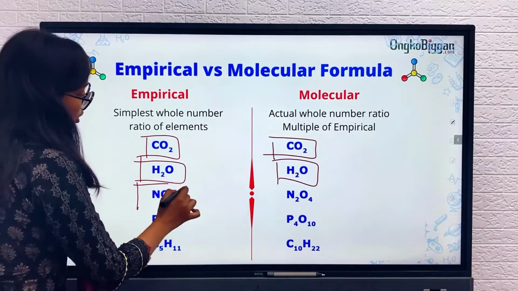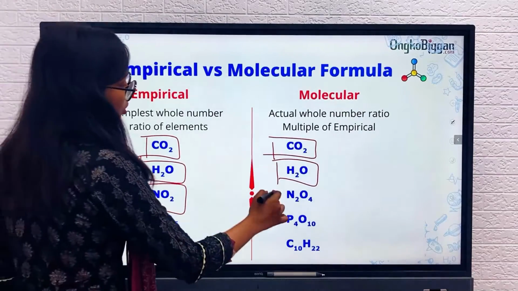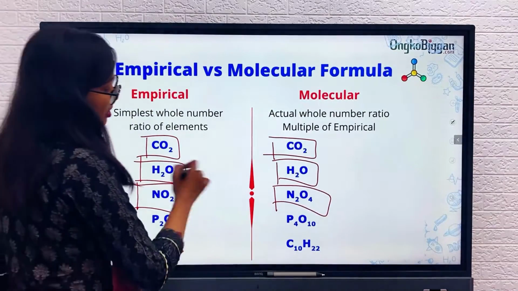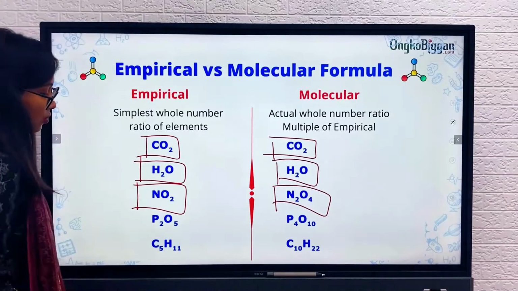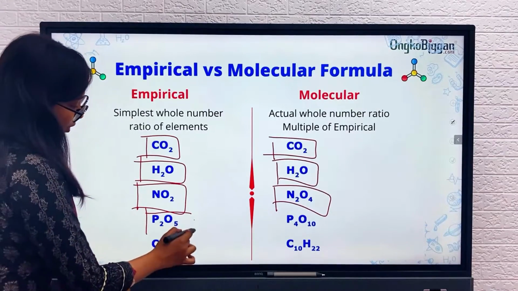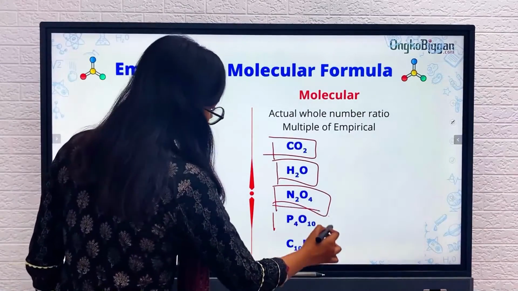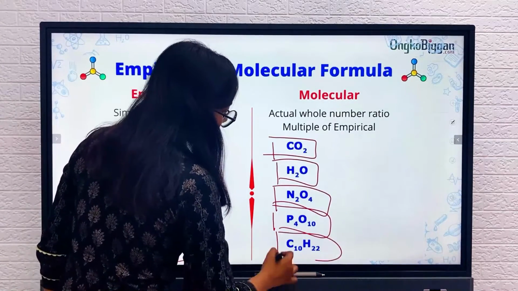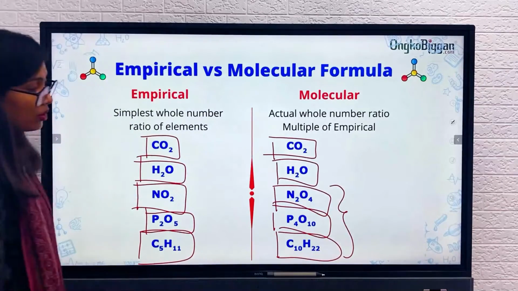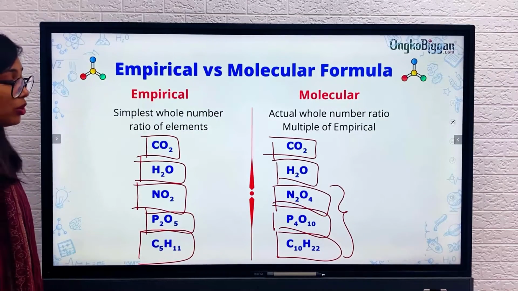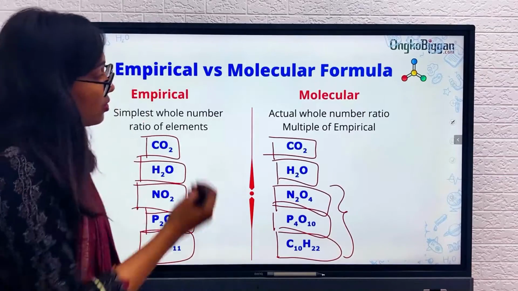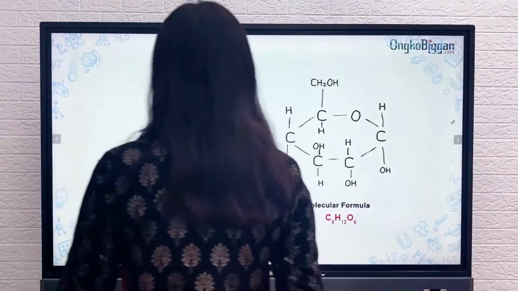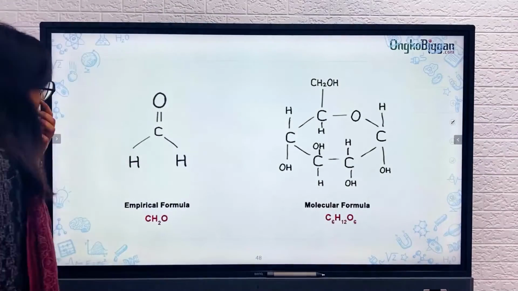The empirical formula of nitrogen dioxide and its molecular formula are not the same. See, they're not the same. This is basically dinitrogen tetroxide. Over here the empirical formula and the molecular formula are not the same, and over here they are not the same as well. So in these three cases, the empirical formulas were different from the molecular formulas. Okay, now let's see another difference, which is more precise.